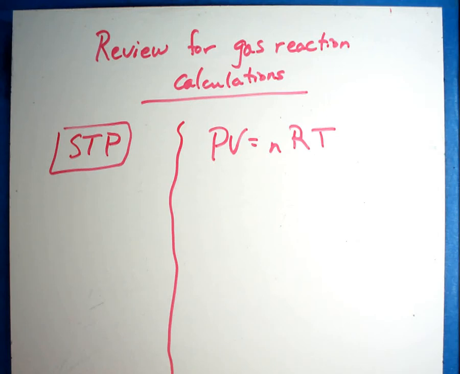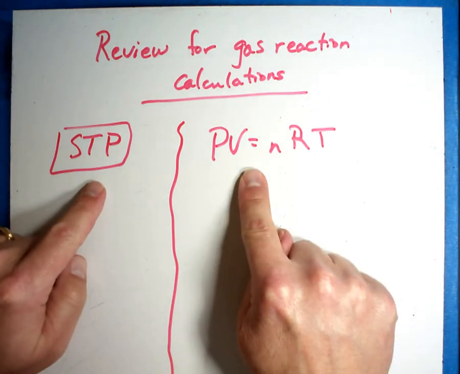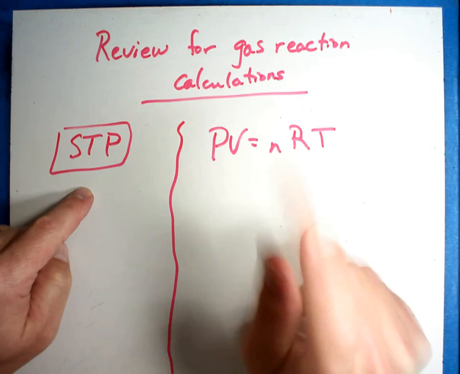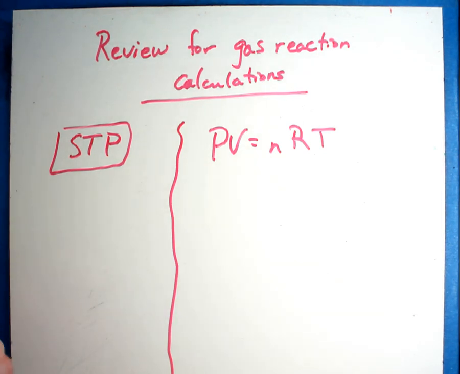All right, before I let you loose on the worksheets, I wanted to give you a quick review for gas reaction calculations. You've already taken all the notes, but here's the helpful hint before you do the mathematics. You're going to have one of two scenarios that always happens. You're going to be either at STP, and if you're not at STP, then you're going to try to use PV=nRT to help you through the reactions.